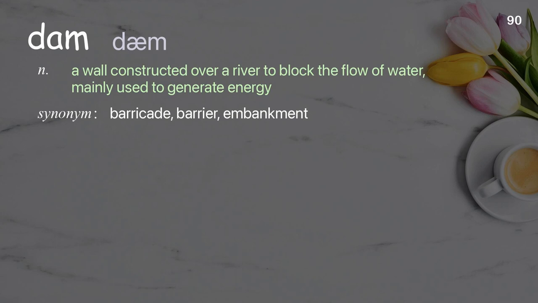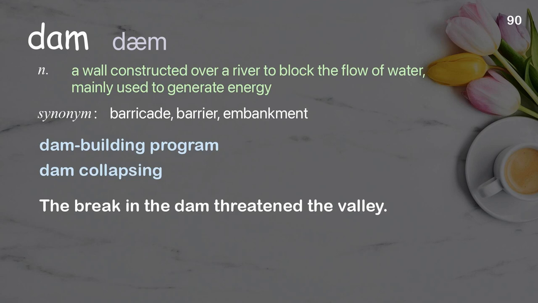Dam. A wall constructed over a river to block the flow of water, mainly used to generate energy. Examples: dam building program, dam collapsing. The break in the dam threatened the valley.